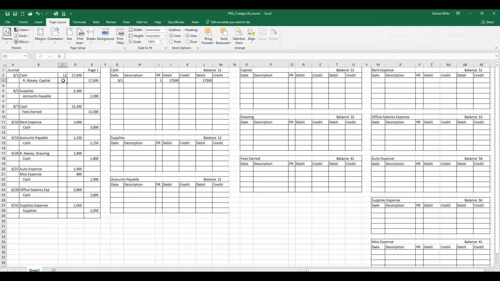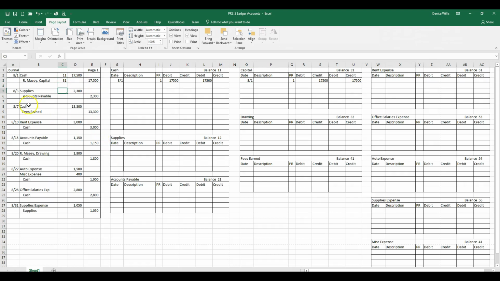So now let's move to capital. Okay, capital needs a credit of 17.5. My capital account is right here. I'm going to put the date into place again, and it is still from page 1, and I need a credit of 17.5. That means I now have a balance of 17.5 that's also a credit. Okay, this is account 31. Put my 31 right there.